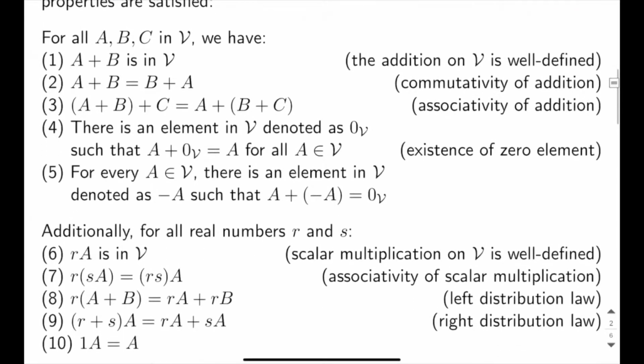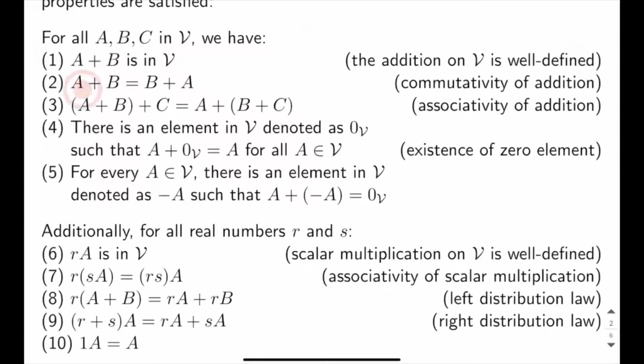So first, the addition is well defined. That means if you have an A and a B in the set V, after adding the two, you are going to get something new denoted as A plus B, and that is in V as well. If you start with an A in V and a B in V, and after you add them you end up outside of V, that is not a well-defined addition.